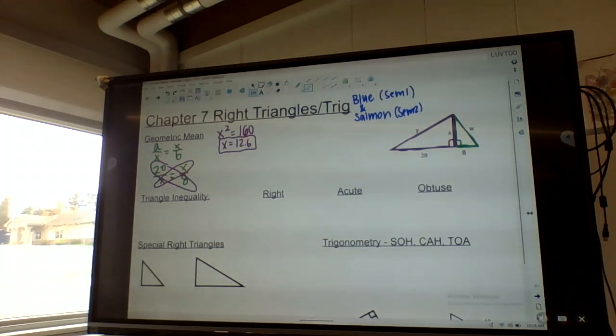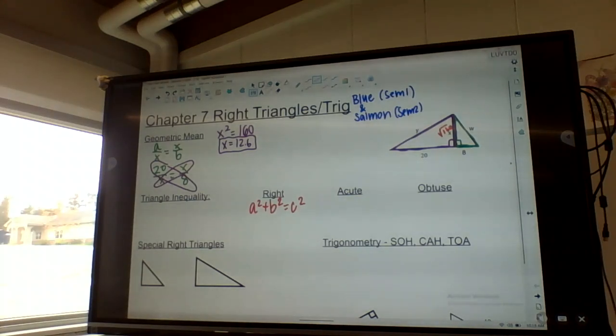Once we know that, then finding the y and w should be pretty easy, because then we get to use Pythagorean theorem. So that was something we learned about in this chapter as well. So Pythagorean theorem, a squared plus b squared equals c squared, is used for right triangles. And we're able to solve that because if we know this is the square root of 160, I can do Pythagorean theorem twice to find my y and w.